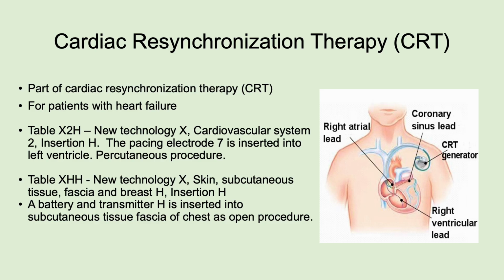So table X2H, new technology cardiovascular system insertion. That's the pacing electrode, value 7, inserted into the left ventricle. It's percutaneous. Table XHH, new technology, skin, subcutaneous tissue, fascia, and breast, H, insertion H. So to do this, you need two codes, one for the electrode into the left ventricle and one for the battery into the subcutaneous tissue.